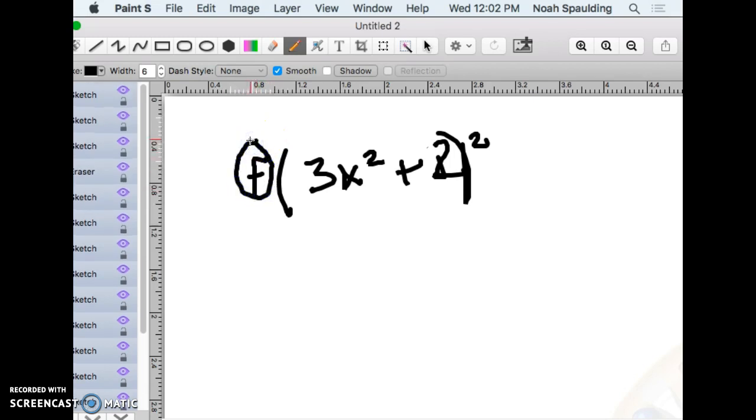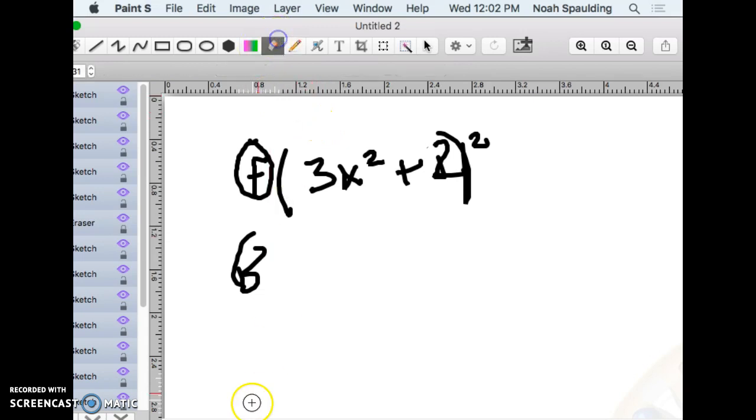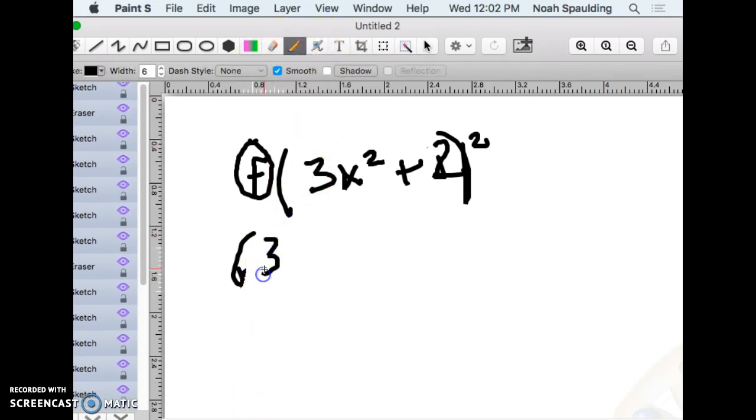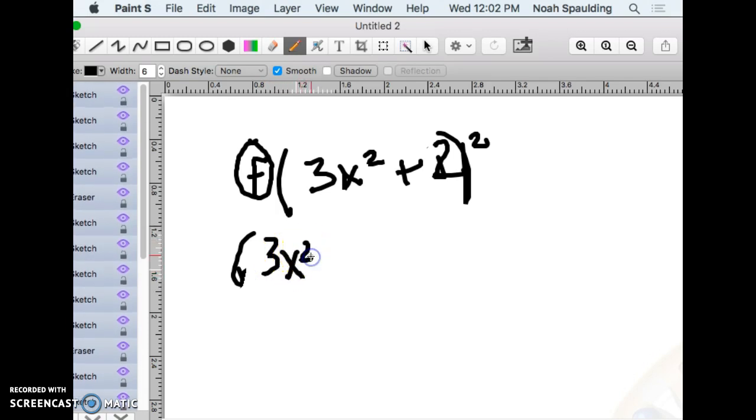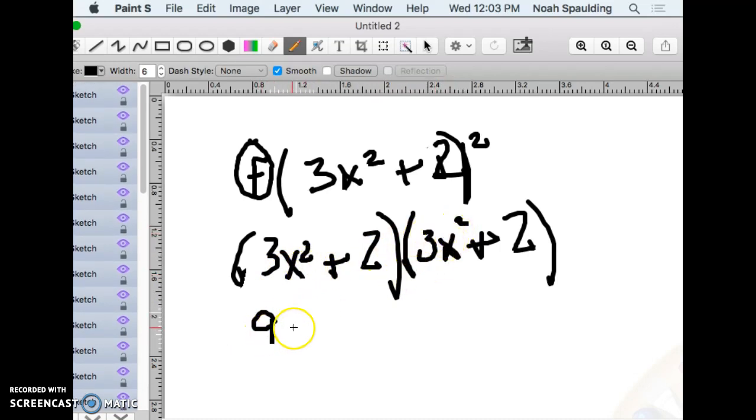So we can expand this to be 3x squared plus 2 times 3x squared plus 2. Okay, and when we FOIL this, same thing, it's FOIL. 3x squared times 3x squared, you got to do two things. You multiply the 3 and the 3, which becomes 9. And the x squared times x squared, you add the exponents, so that is x to the 4th power.